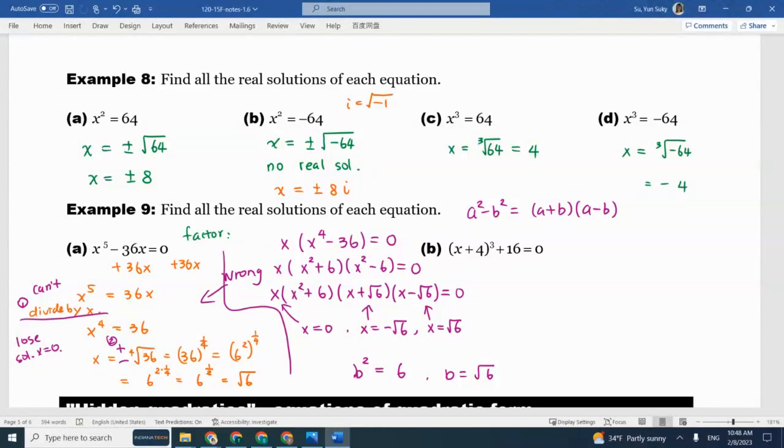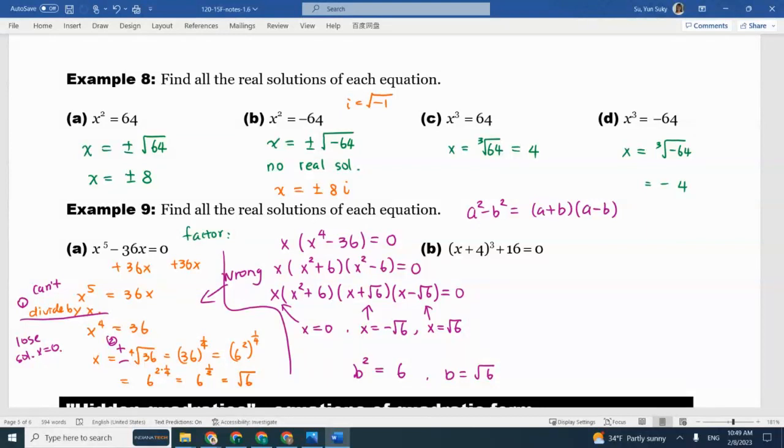And by the way, if you cannot factor at this step, it's okay. You can set each factor equal to 0 here. x equal to 0 gives us a solution. And then x squared plus 6 cannot be 0, so it's impossible for this one. And then x squared minus 6 is 0. You can solve for x. x is plus or minus square root of 6. You still have the same solution. So you don't have to factor here. You can do it from this end. Okay, everybody?